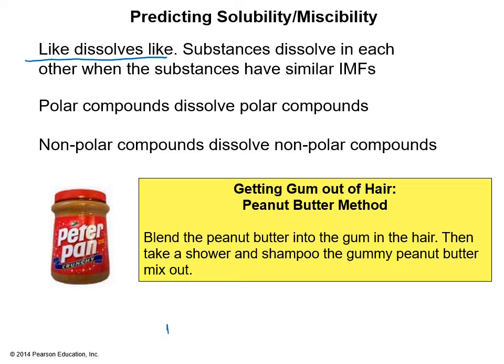Now, an example of nonpolar compounds dissolving nonpolar compounds would be a method of getting gum out of hair. So, peanut butter is nonpolar, gum is nonpolar. So if you get gum in your hair, you mush the peanut butter through your hair, and then you take a shower and shampoo the gummy peanut butter mix out.